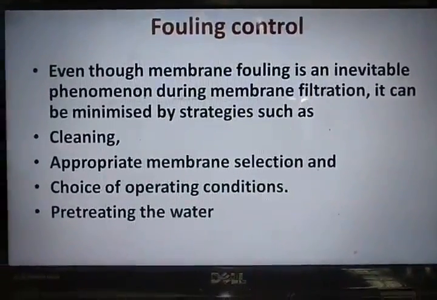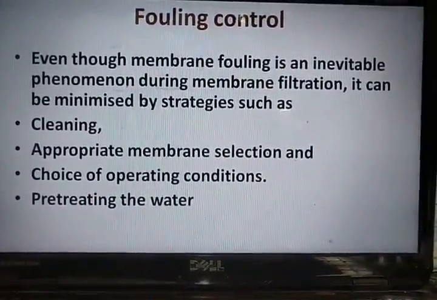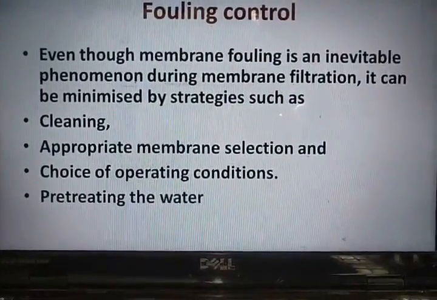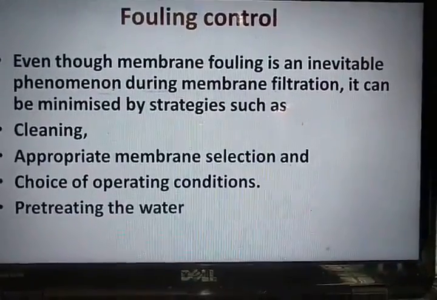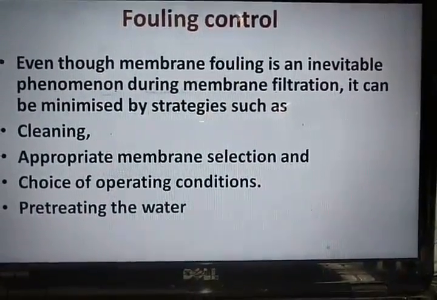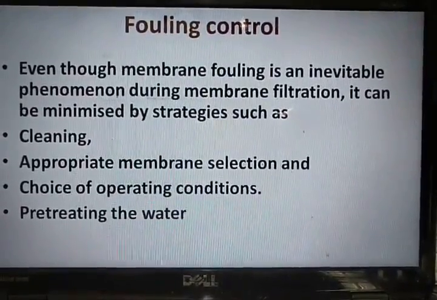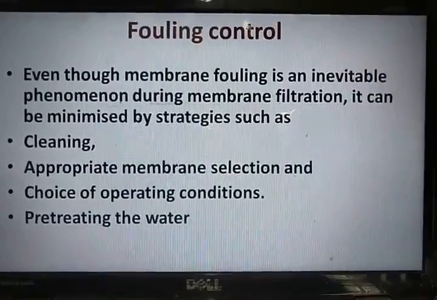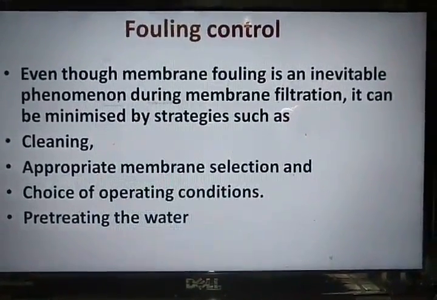What are the methods of fouling control? Let us discuss the different methods used in the control of fouling. Fouling is an inevitable phenomenon in membrane filtration. We cannot avoid fouling because of the working of the membrane filtration and the membrane configurations, but it can be minimized by strategies such as cleaning.